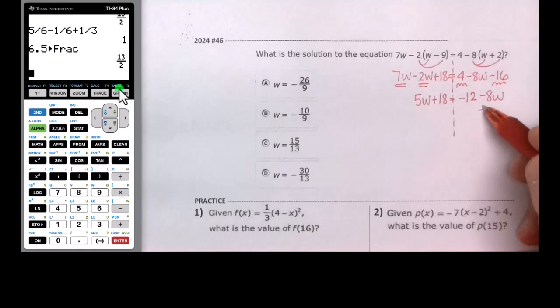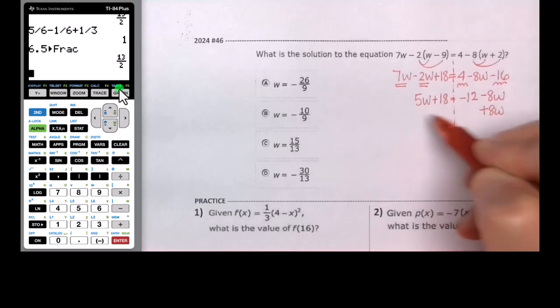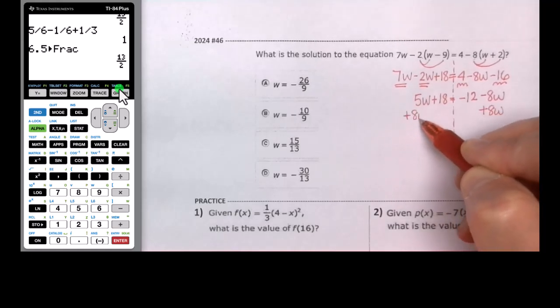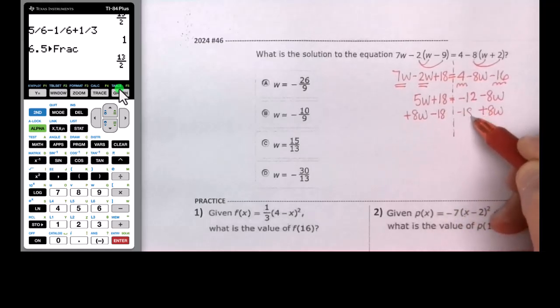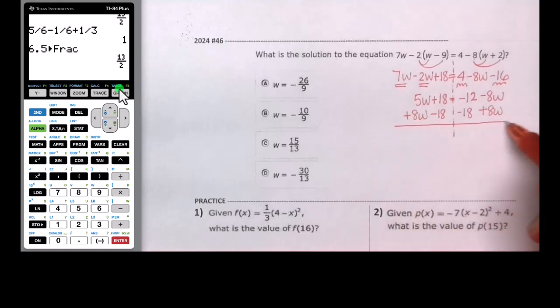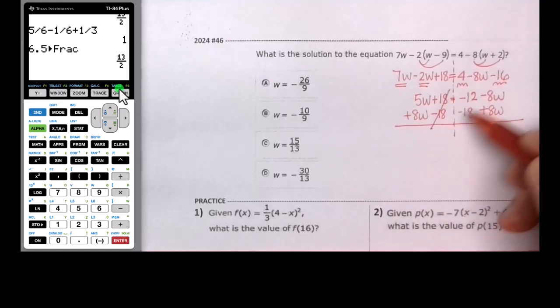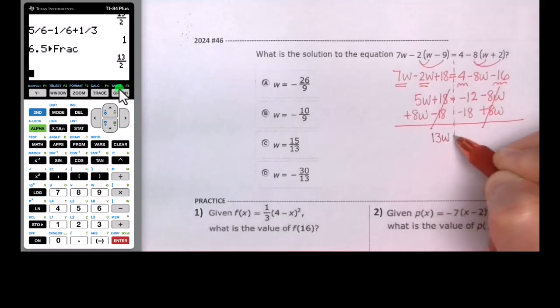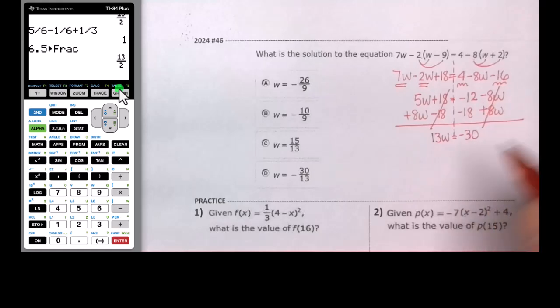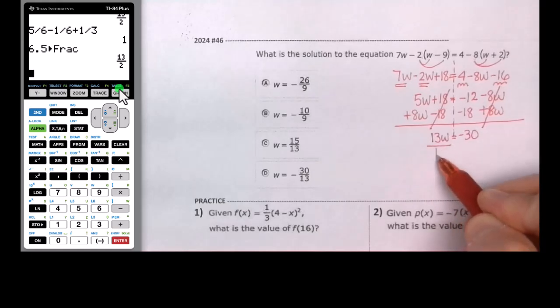Now, we're going to add 8w to both sides, and we're going to subtract 18 from both sides. We draw a line. 18 goes away. The 8 goes away. 5 plus 8 is 13w. And negative 12 minus 18 is negative 30. Last thing we're going to do is divide by 13.